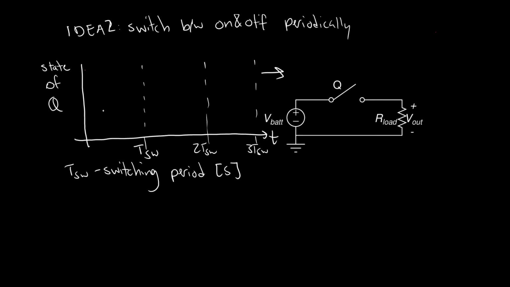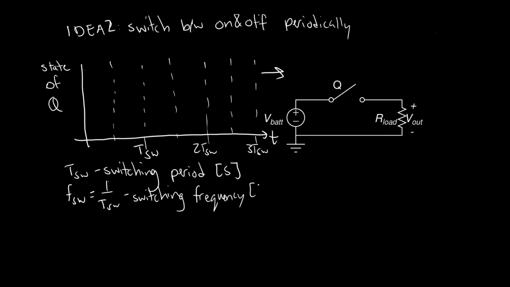Okay, so within each switching period, we will have 2 subintervals. One where the switch is on and one where the switch is off. And sorry, just to go back, sometimes we like to think of the switching frequency, right? Which is simply the inverse of the switching period. And this is like how often we switch on and off. And this has units of hertz. People often like to talk about the switching frequency of a power converter. So we should know what FSW is.